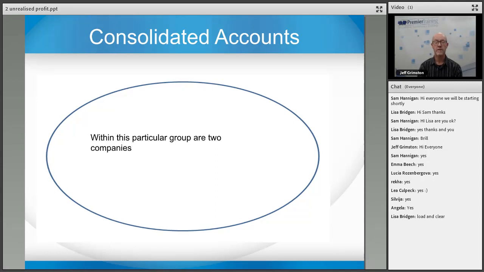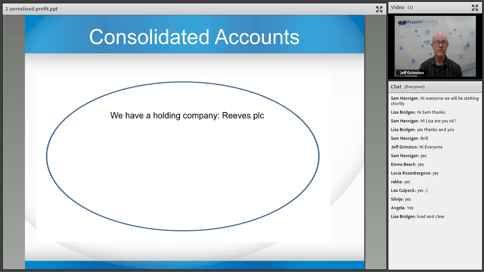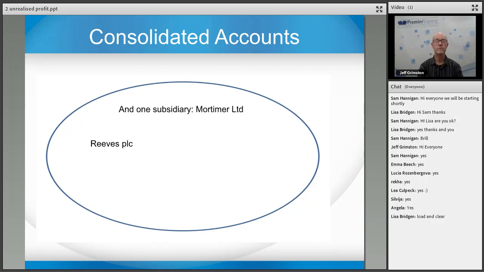Within our group, this particular one, we've got 2 companies. We've got a holding company, which we'll call Reeves PLC. There it is, that's a holding company. We also have a subsidiary, Mortimer Limited. And now let's use this diagram and show you how you can use it to simplify workings. This is a fairly straightforward example, but it will get a little bit trickier further on.